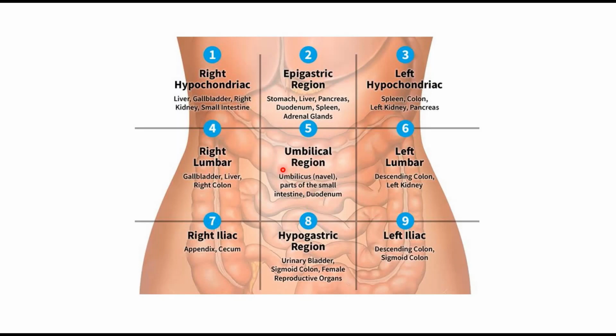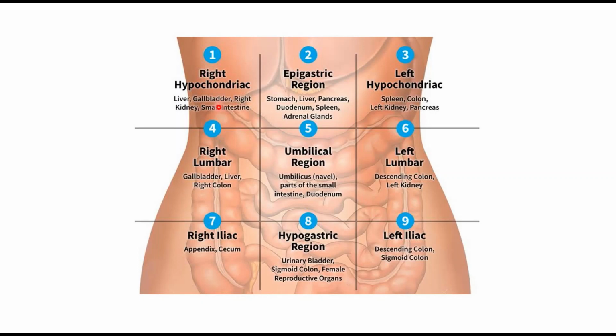Coming down, we have umbilical region. This is because of the umbilicus, and right and left lumbar quadrants, denoting the lumbar vertebrae, which is prominently present here. And then moving on to the 8th quadrant, this is hypogastric region because it is present below the stomach, and left and right iliac, denoting the iliac bone present here.